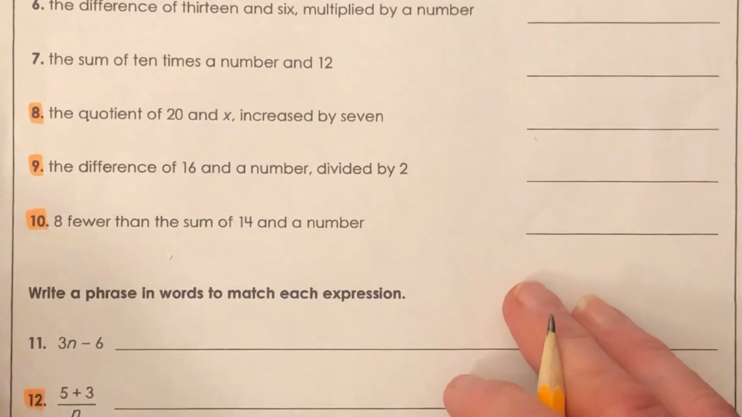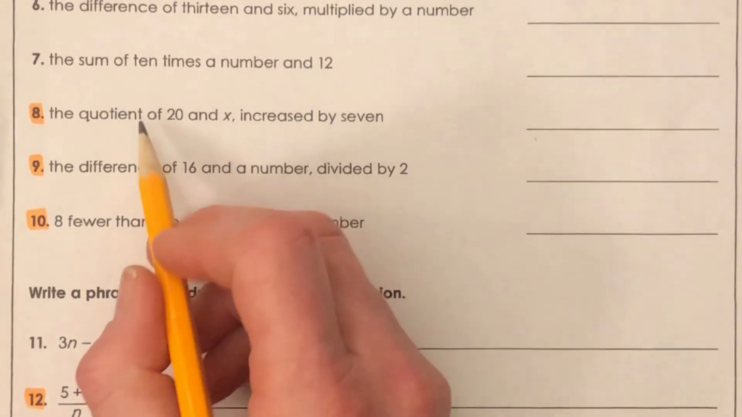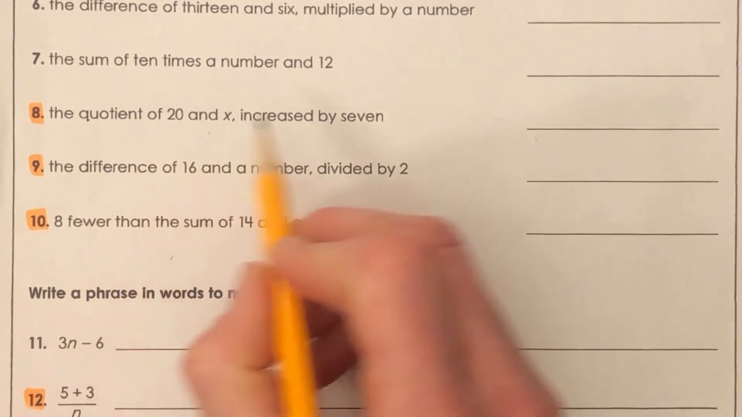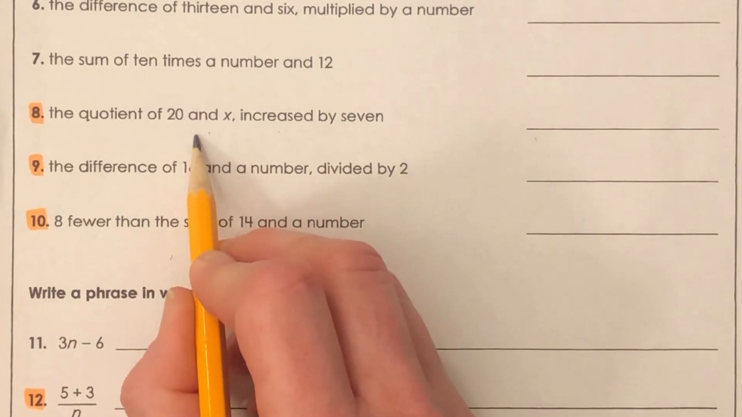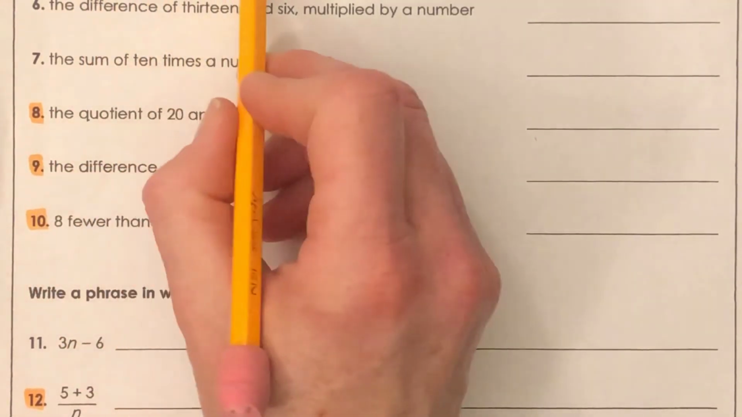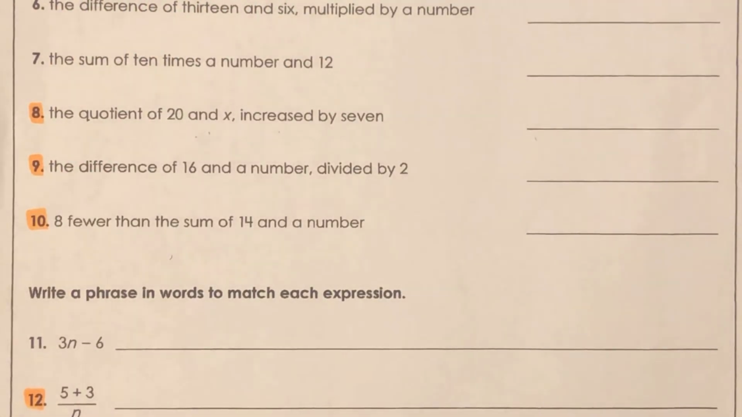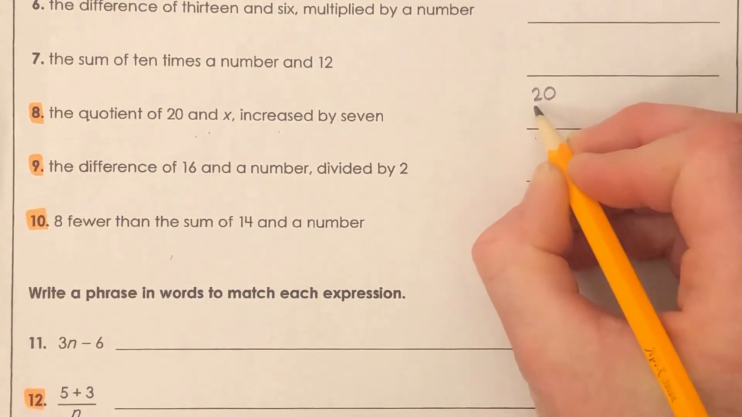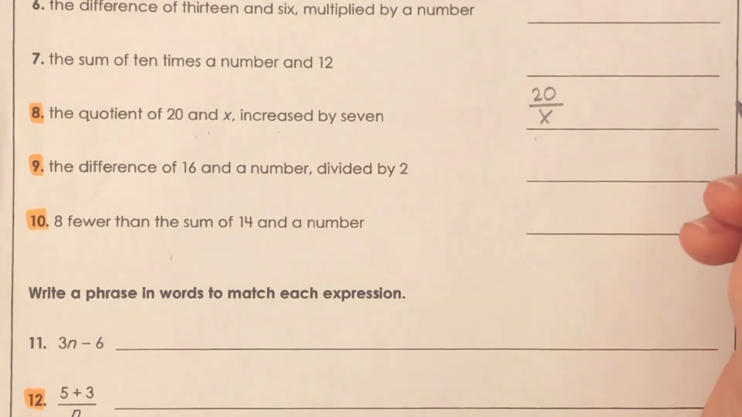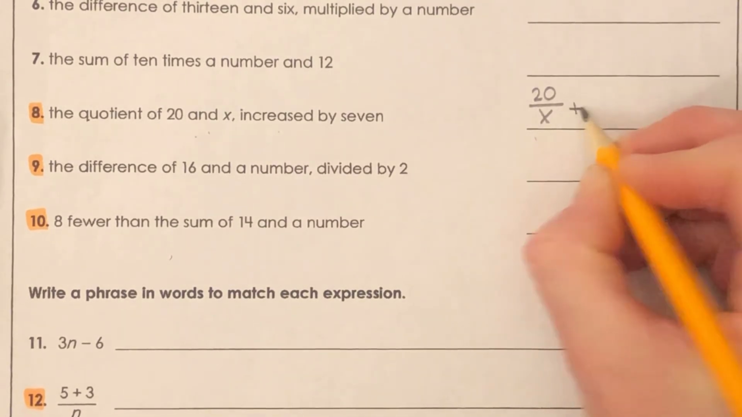Number 8. The quotient of 20 and x increased by 7. The quotient of 20 and x. That's just like this one. Quotient of 20 and x increased by 7.